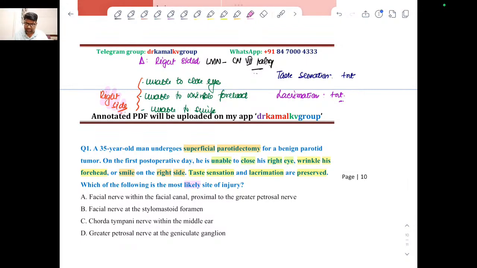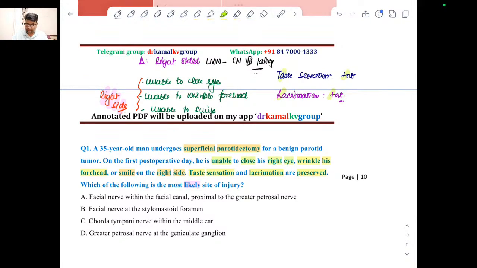Now let us see the twist here. The twist is taste sensations are okay, lacrimation is okay. So now they are asking you about the site. They are not asking you whether it is upper motor neuron or lower motor neuron. They are asking you the site. Now to answer this type of question, you have to understand the path of the facial nerve, then only you can say that this is the most likely site of injury to the facial nerve.